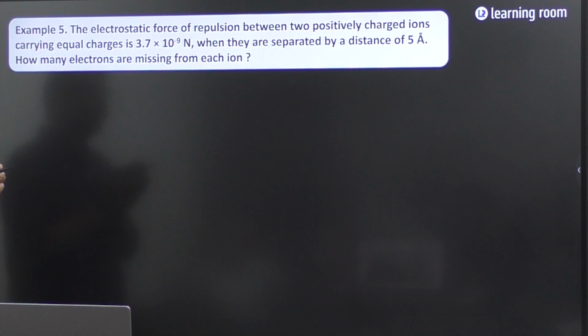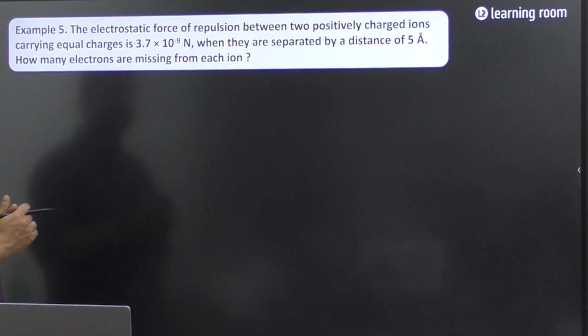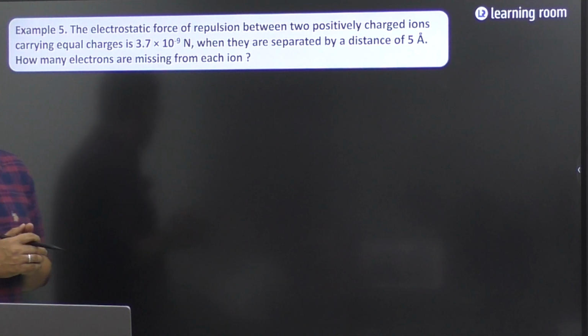The electrostatic force of repulsion between two positively charged ions carrying equal charges is 3.7 into 10 power minus 9 Newton, when they are separated by a distance of 5 angstrom. How many electrons are missing from each ion?